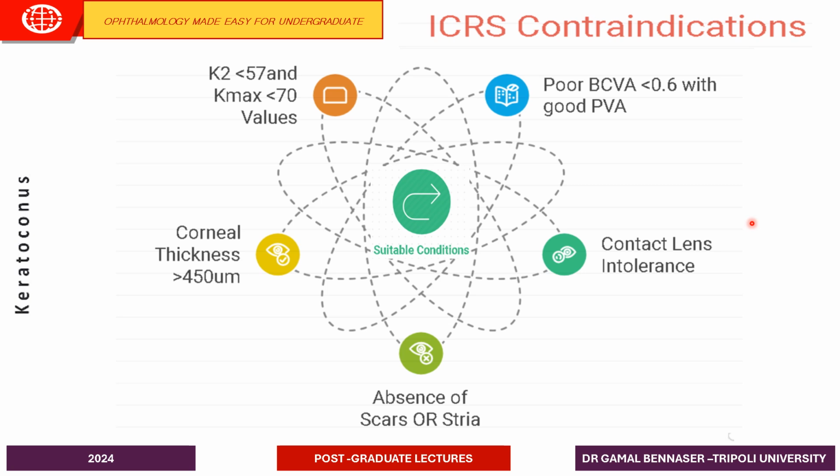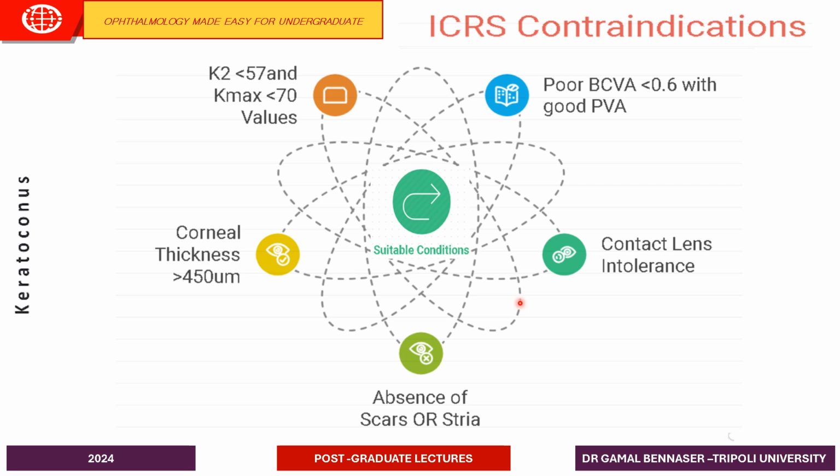So one of the main indications is a patient with poor best corrected visual acuity. When we say best corrected visual acuity, it means with glasses, of less than 0.6, and with a good visual potential tested by contact lenses or by pinhole. If the patient can improve another 2 lines beyond the best corrected visual acuity, this is a good candidate for intracorneal rings. Another main indication is intolerance to contact lenses because of the high irregularity in the surface. So this is a good candidate for intracorneal rings.